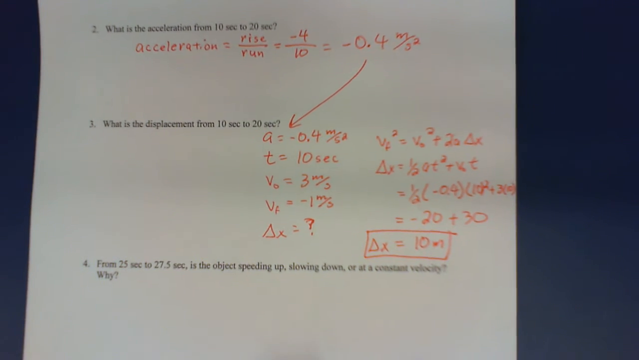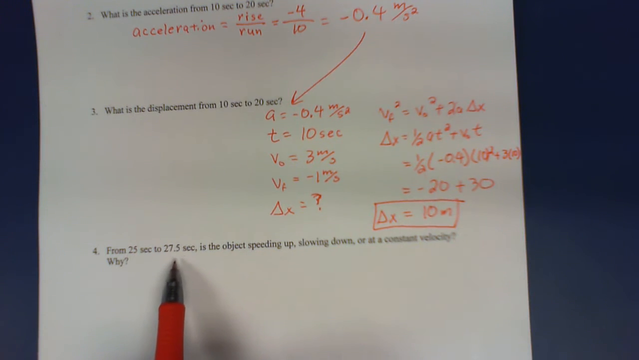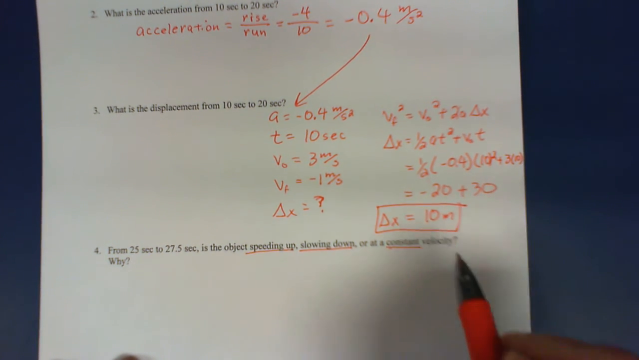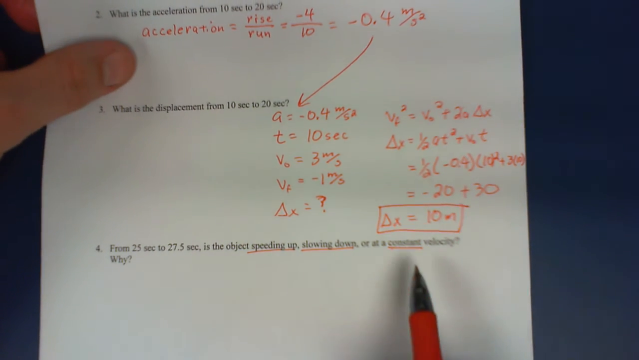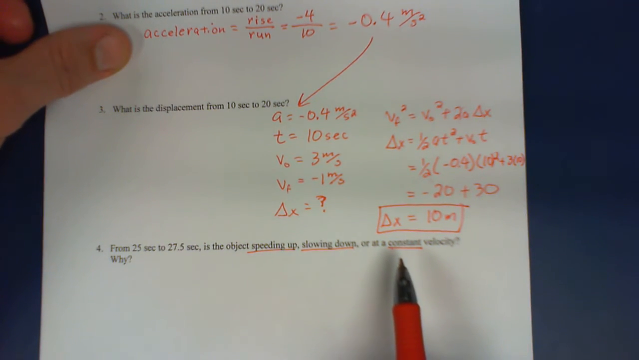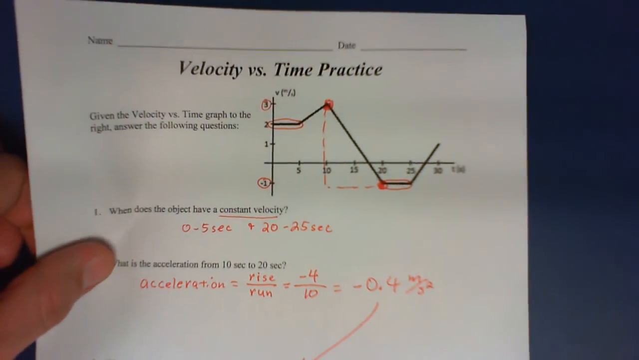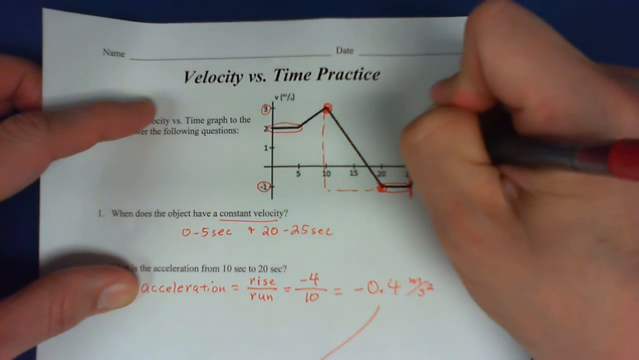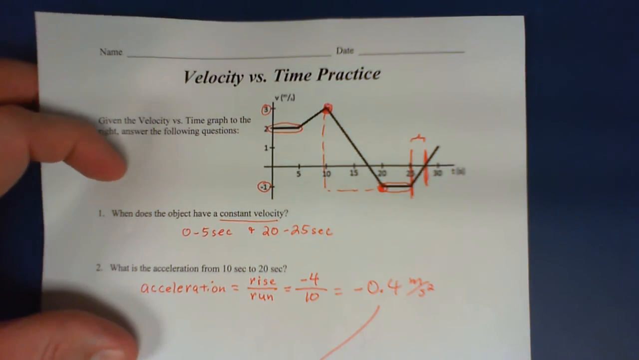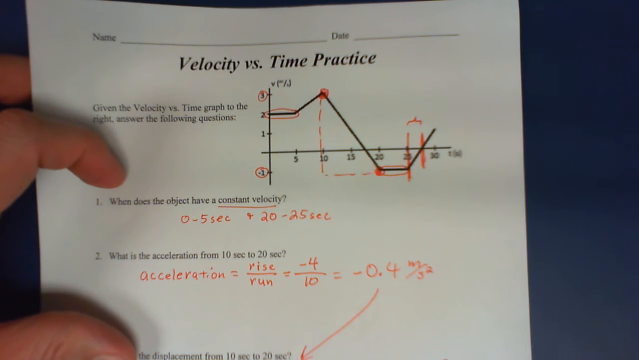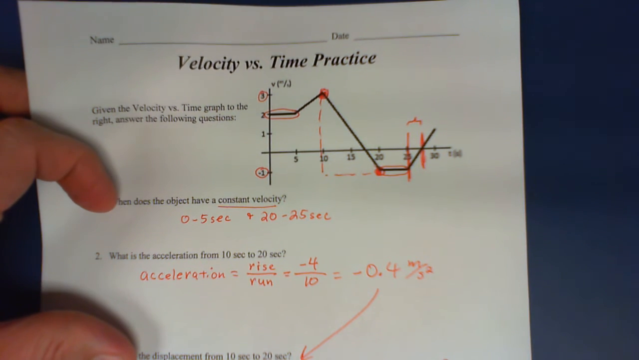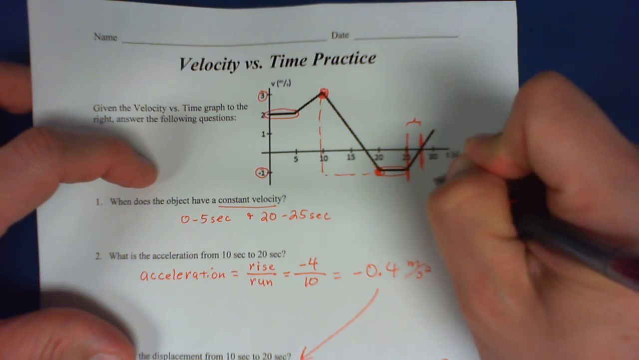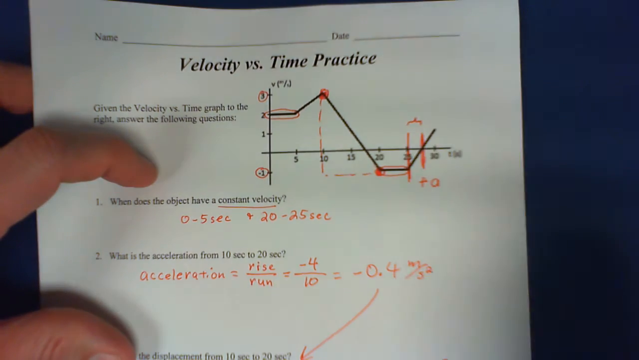The last question says, from 25 to 27 seconds, is the object speeding up, slowing down, or is it a constant velocity? Well, first off, a constant velocity means that the slope is constantly 0. All right, so from 25 to 27.5, this range right here. So is it speeding up, slowing down, or constant velocity? First off, the slope is upward.